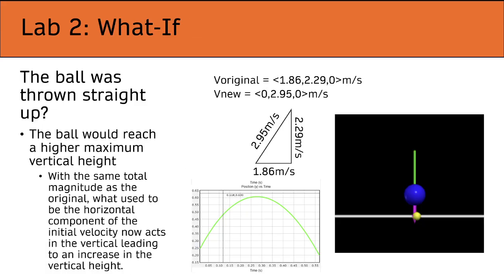But the what if question, ball was thrown straight up. I took that to mean the initial magnitude and not just the vertical component. So obviously the ball would reach a higher maximum vertical height if we're taking this magnitude and just shooting it straight up, because simply this is greater than this. So with a greater initial y velocity, it's going to go higher than something with a lower.